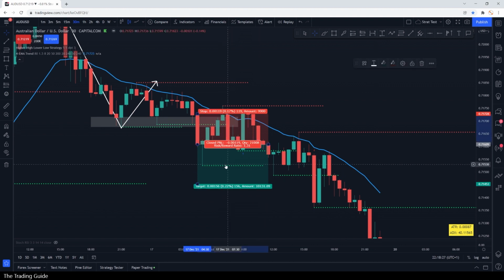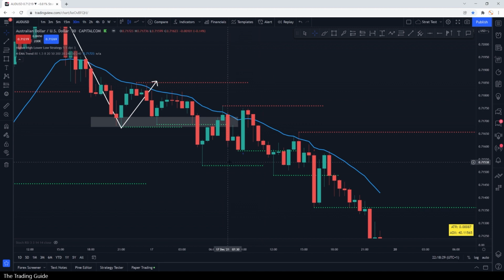But there is a better entry using a limit order and an order block. So let's see where this break of structure started. It is this leg here. And now let's see if we can spot an order block. And yes, here we have it. It looks like a bearish engulfing.